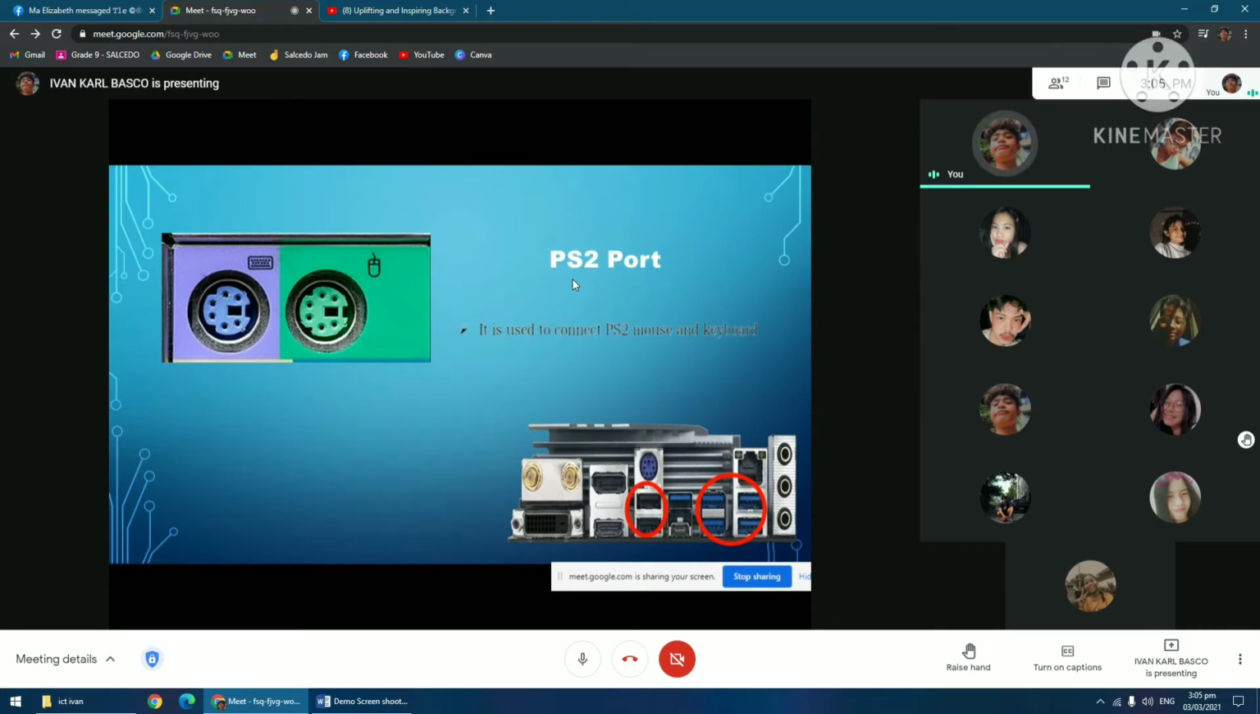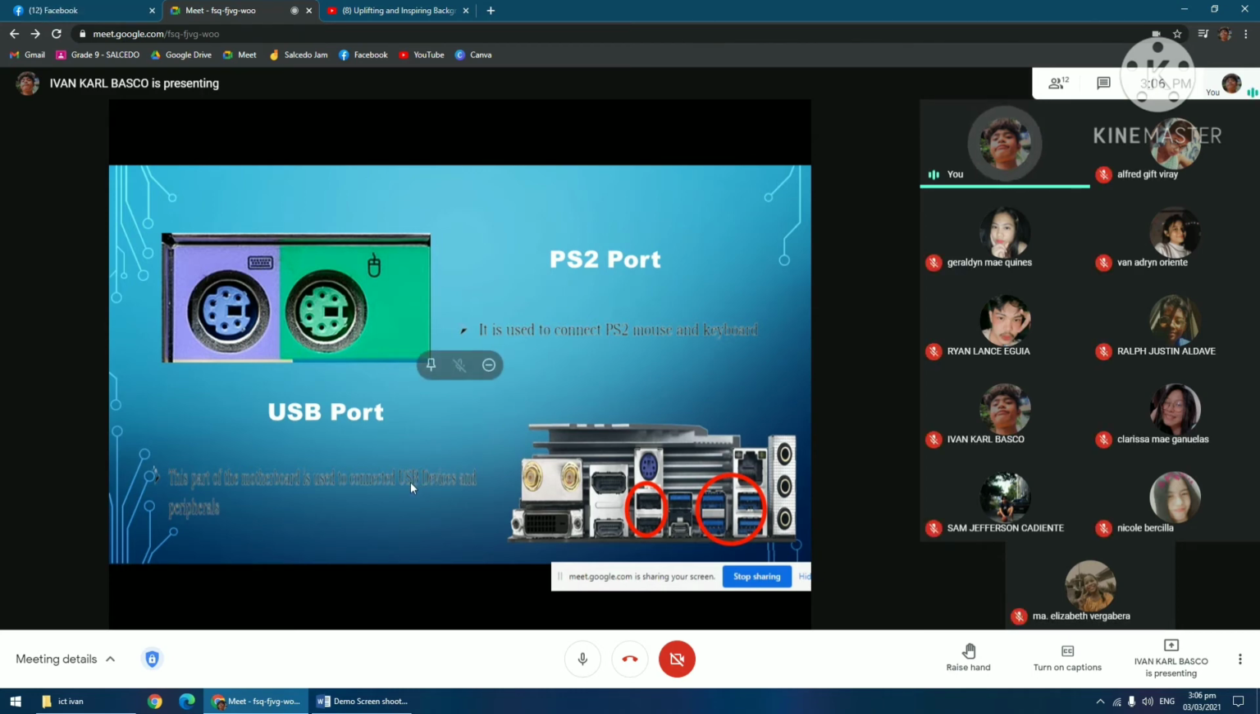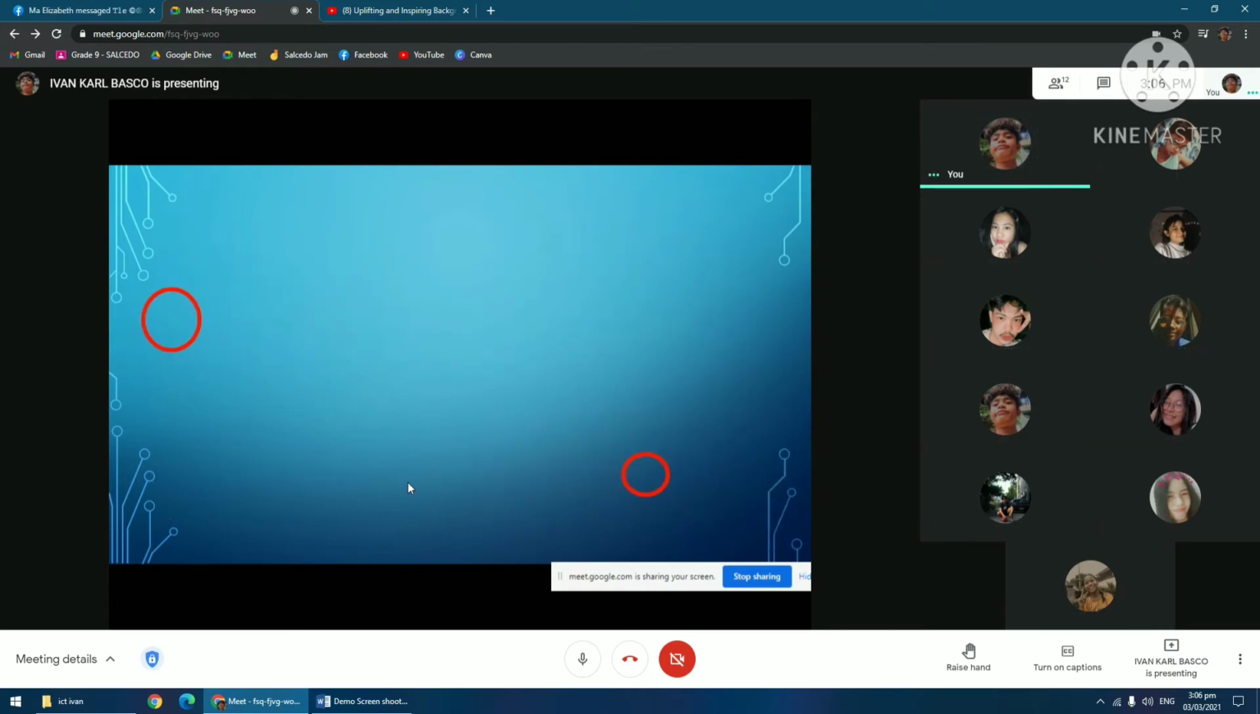Next one, next picture. USB port. Okay, let's see. This part of the motherboard is used to connect USB devices and peripherals. USB port is used to connect USB devices and peripherals. It is also the most common port in our motherboard or computer. I'm very sure that all of us know this USB port because we can see it through our cell phone charger, laptops, and our computer devices. Next picture.